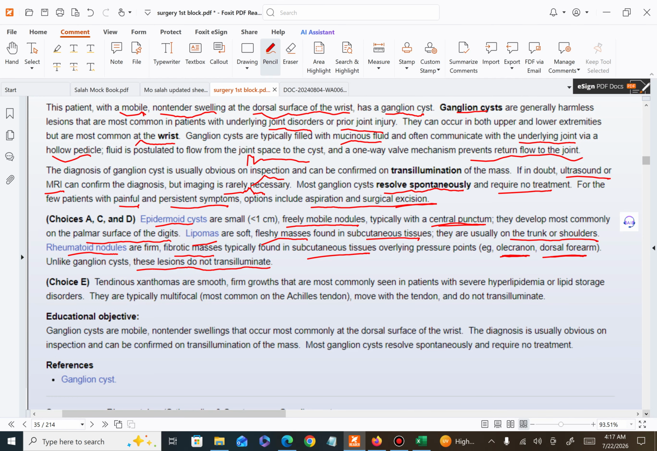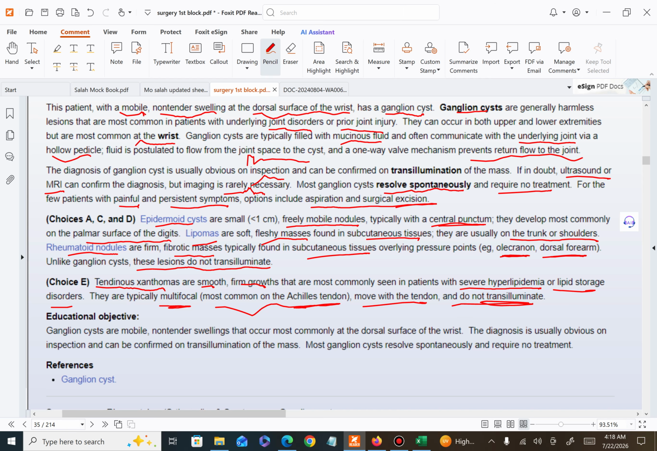While choice E, tendinous xanthomas, are smooth, firm growths that are most commonly seen in patients with severe hyperlipidemia or lipid storage disorders. They are typically multifocal, most common on the Achilles tendon, move with the tendon, and do not transilluminate.